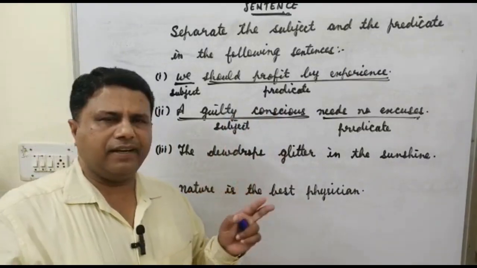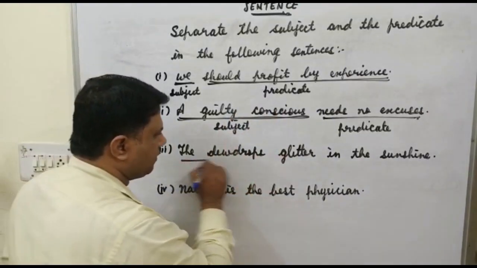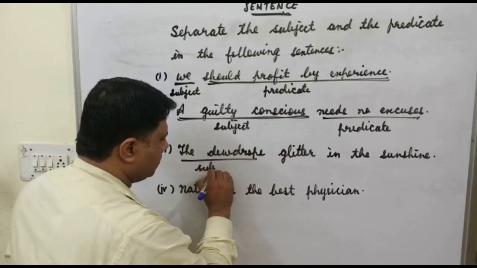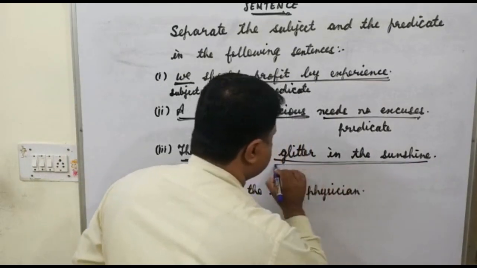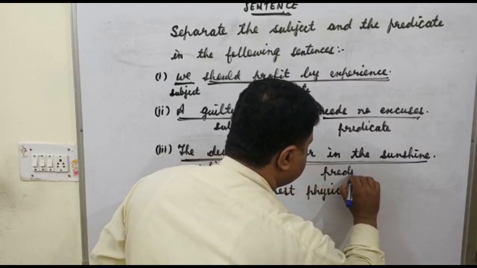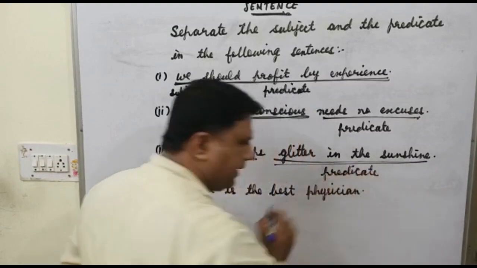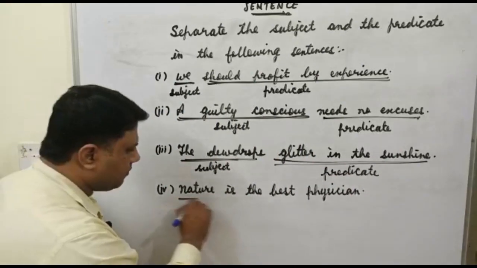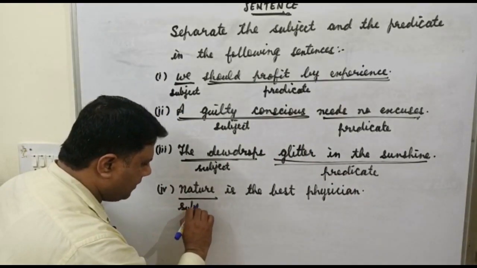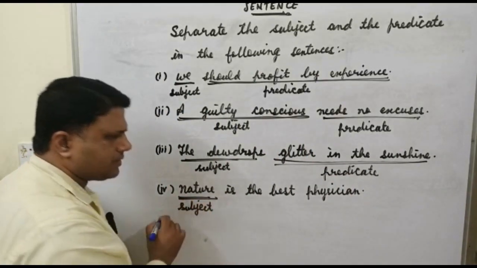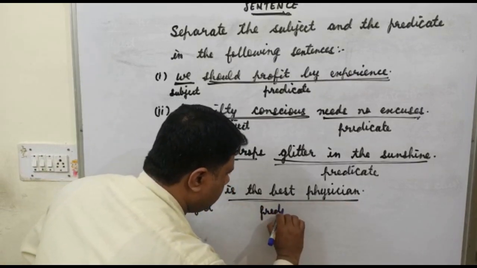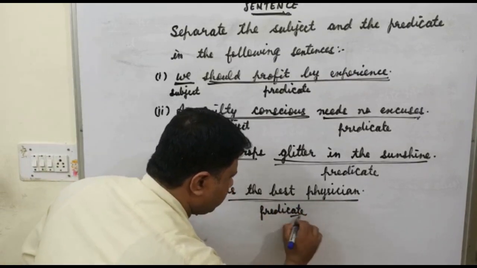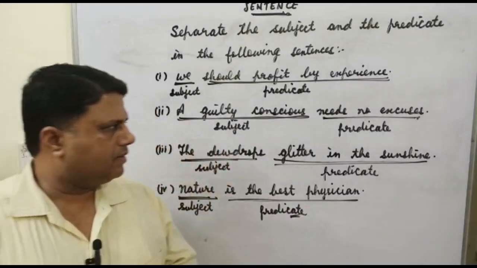The dewdrops glitter in the sunshine. We are talking about dewdrops. So dewdrops is the subject and glitter in the sunshine is the predicate. Then the last sentence, we are talking about nature. Nature is the subject. What is nature? It is the best physician. Nature is the best physician or the best doctor.